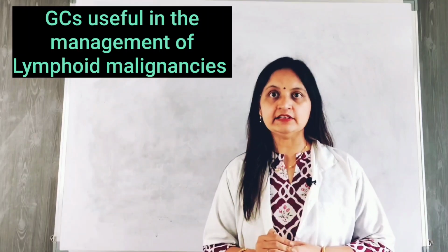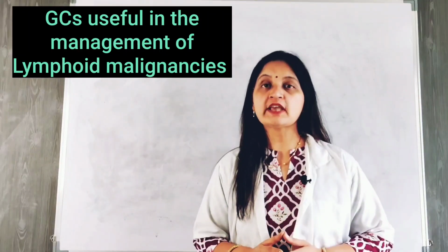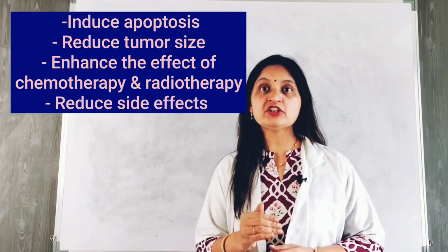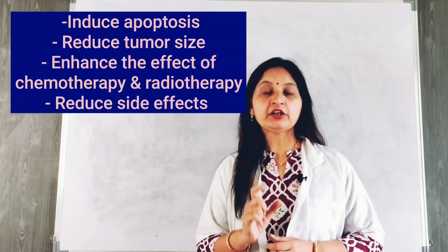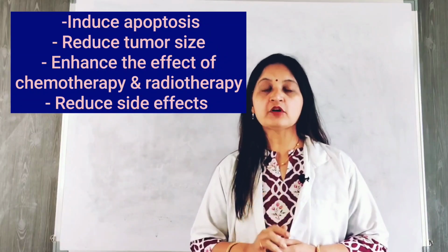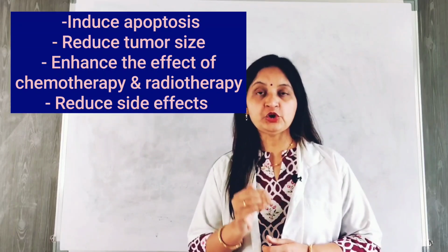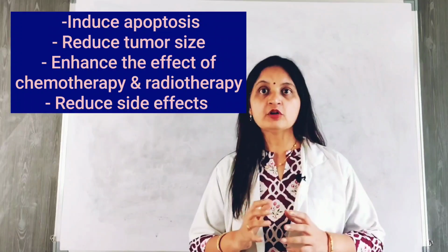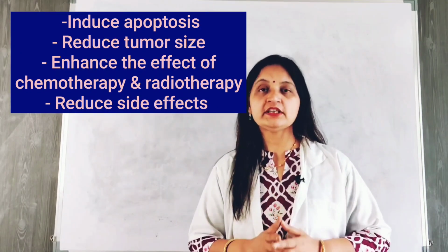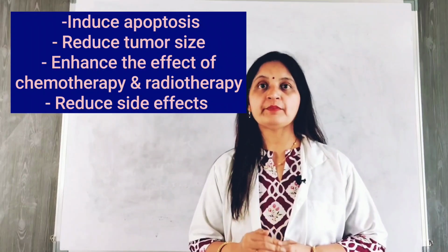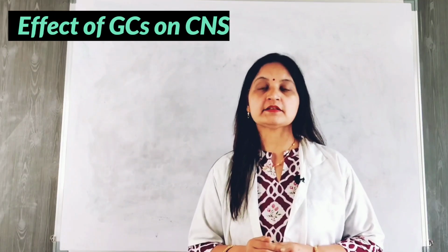thus decreasing their levels. Glucocorticoids also induce apoptosis of certain lymphocyte populations, that is the malignant lymphocytes, which is why they are effective for the treatment of acute lymphoblastic leukemia and Hodgkin's lymphoma. Due to the cytotoxic effects of the glucocorticoids, they reduce the tumor size and enhance the efficacy of chemotherapy and radiotherapy. They also help in reducing the side effects by reducing the dose of chemotherapy and radiotherapy. Therefore, they are useful drugs when used in combination with chemotherapy or radiotherapy for the management of malignant lymphomas.